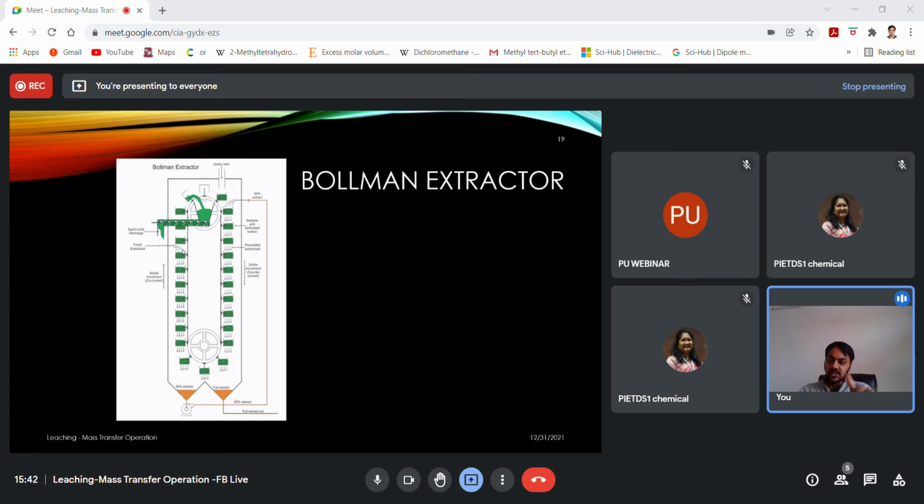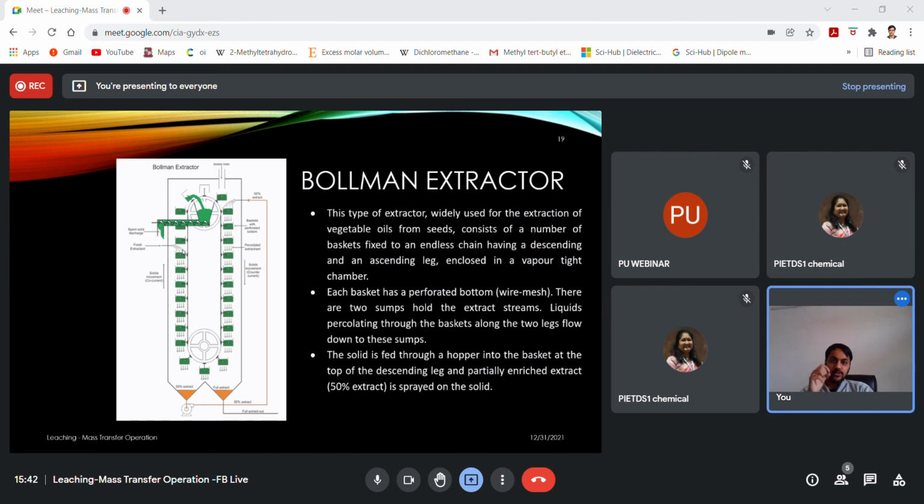So this way we can perform the counter current extraction, leaching, right. So this is also solid liquid extraction, we can also say leaching. So this way Ballman extractor is very useful. This type of extractor is widely used for the extraction of vegetable oils from the seeds, right.